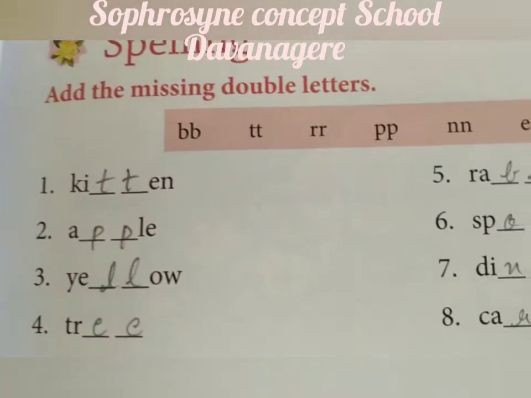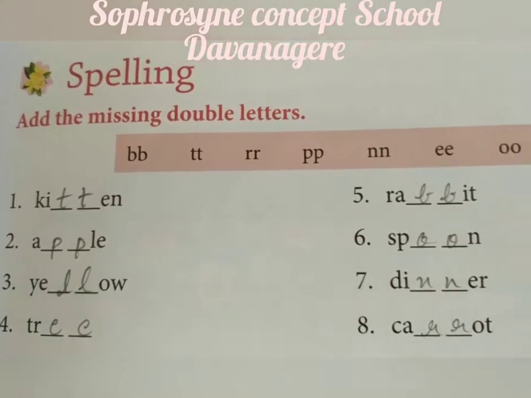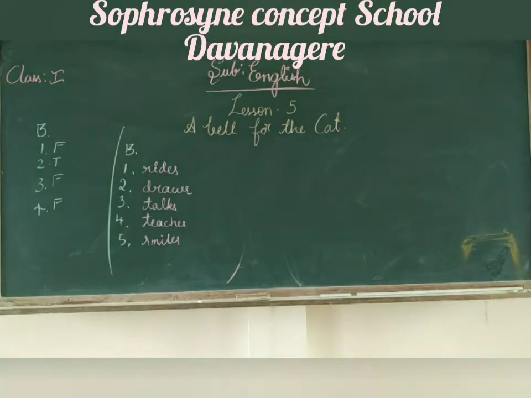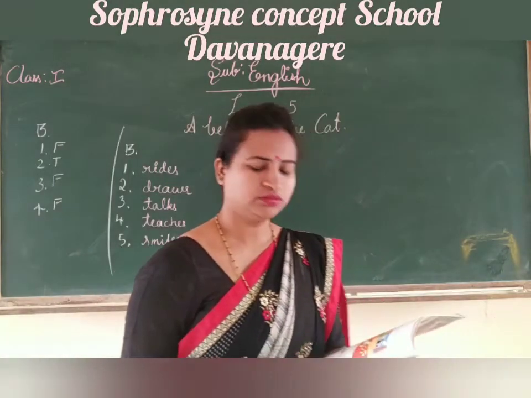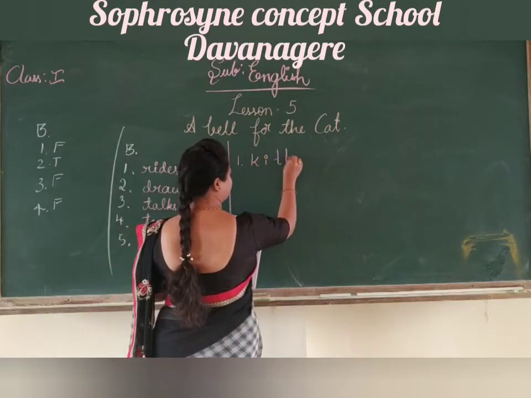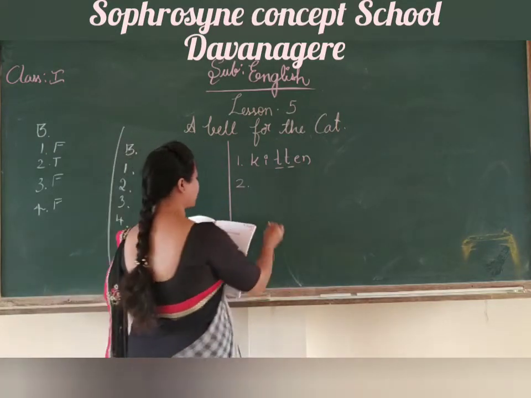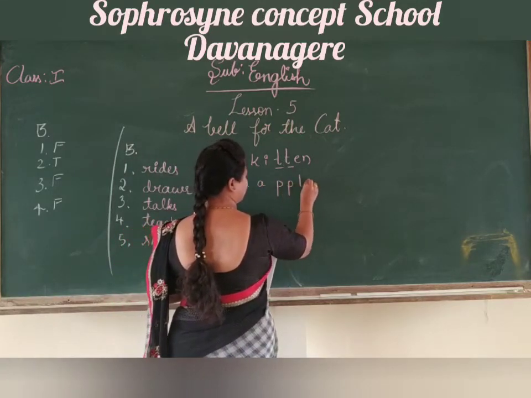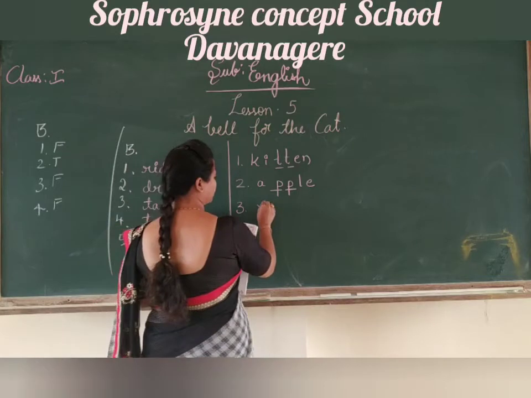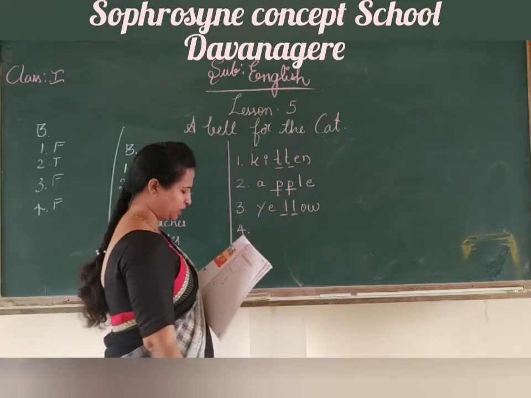Next here, add the missing double letters. B, B, T, T, R, R, P, P, N, N, E, E, O, O, L, L. So, here are some missing letters. Which are those? First one, K I. K I T T E N. Kitchen. Next, A P P L E. Apple. Next, third one, L O. Hello. Next.